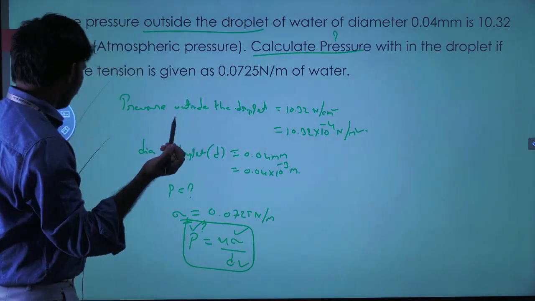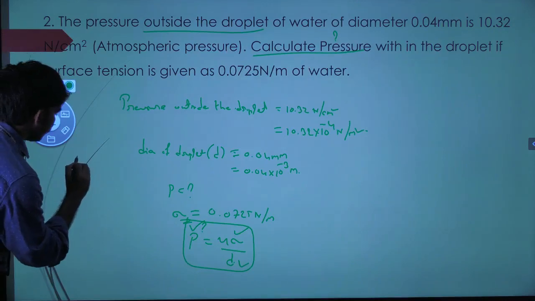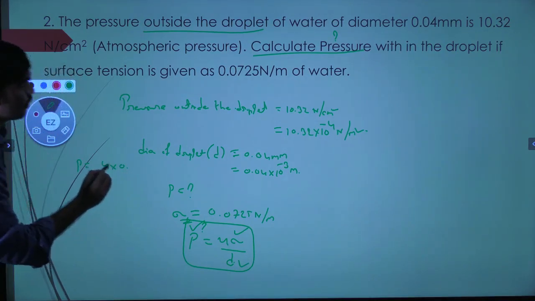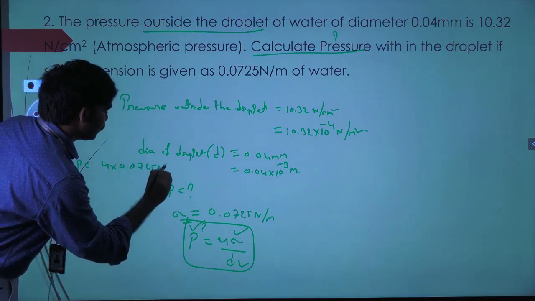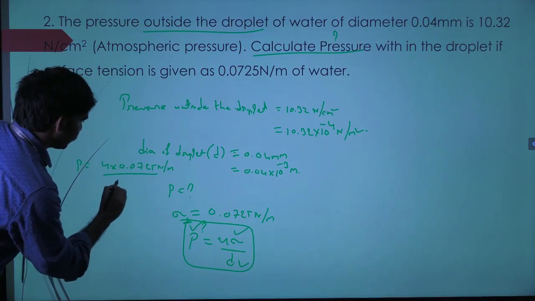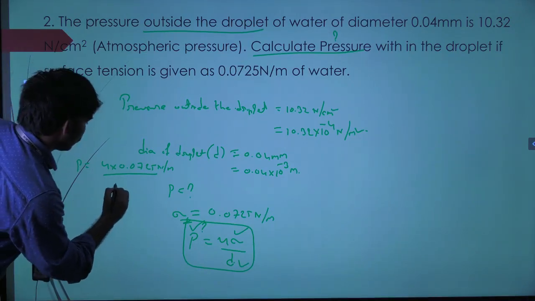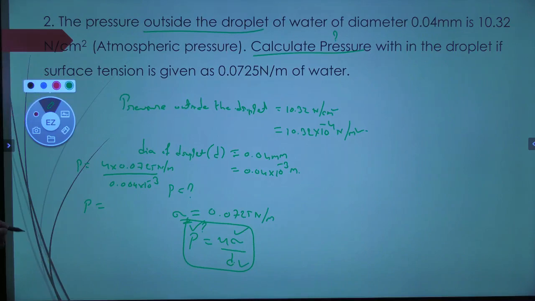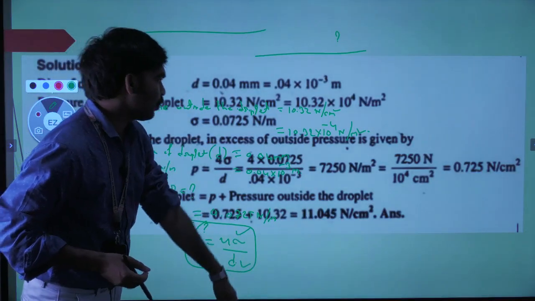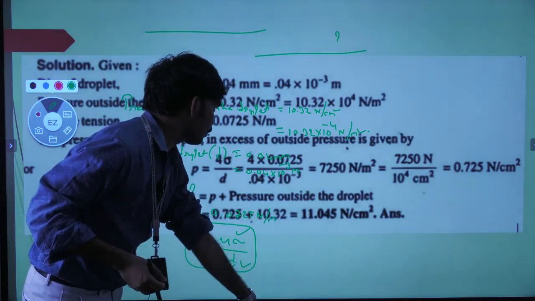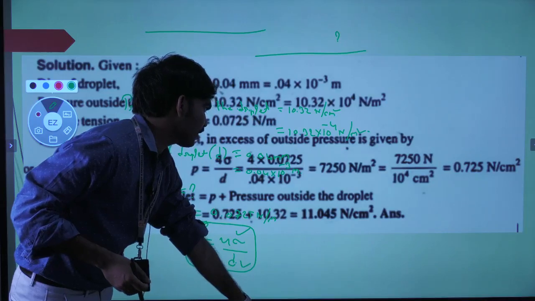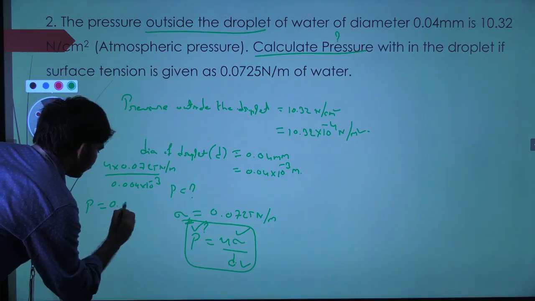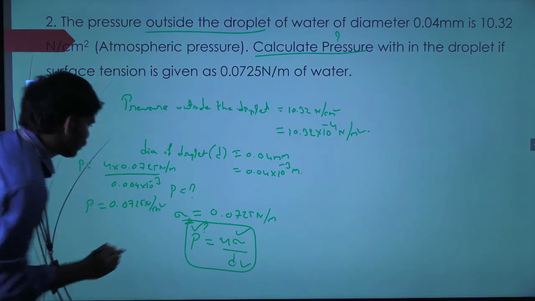Okay, now I will try to solve here only. So how much P we need to find out, right? 4 into surface tension, 0.0725 Newton per meter, by D. D how much? 0.04 into 10 to the power of minus 3. So if you solve, how much will you get? It will be 7250 Newton per meter square. Otherwise we will keep it in Newton per centimeter square: 0.725 Newton per centimeter square. So the answer will be 0.725 Newton per centimeter square, right?